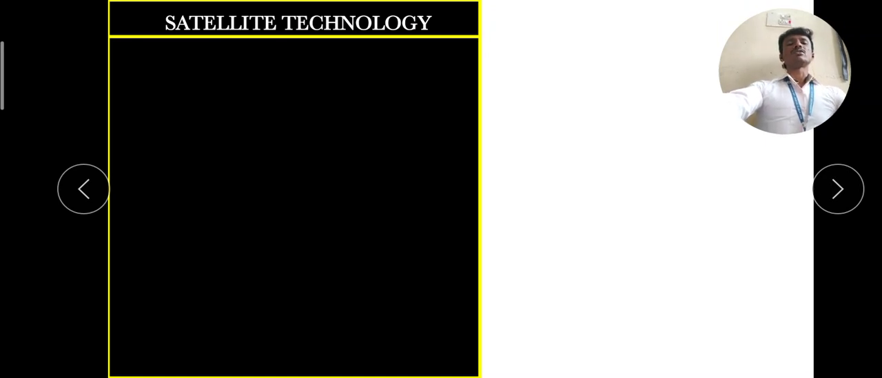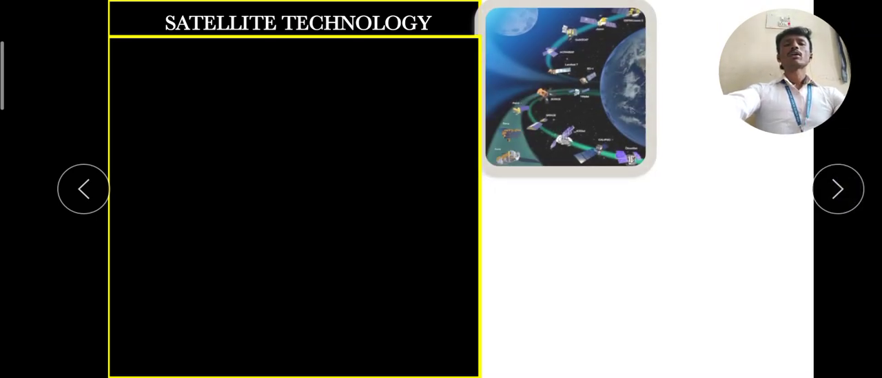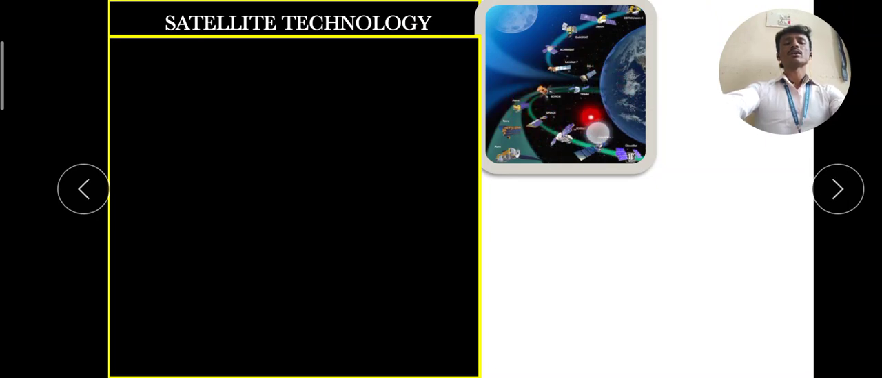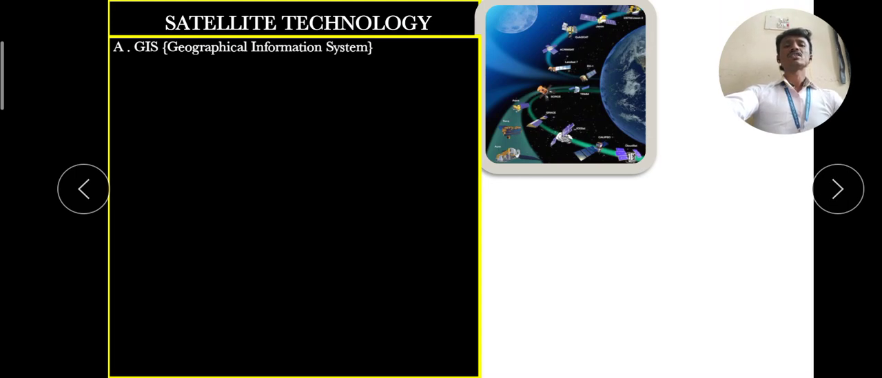Satellite technology. Based on the satellite technology, there is a 3 mark question. Everybody keep in your mind. Satellite provides information about navigation, weather forecasting, GPS, GIS, etc. So that is the satellite technology. Look here, this picture indicates information about satellite technology. And in this satellite technology, we can learn 3 important aspects, like GIS.